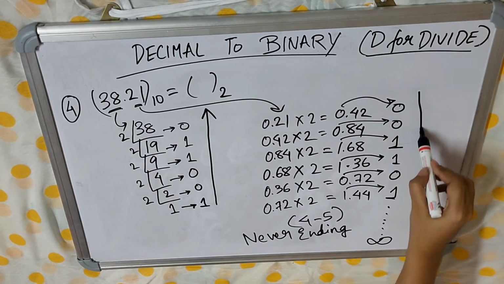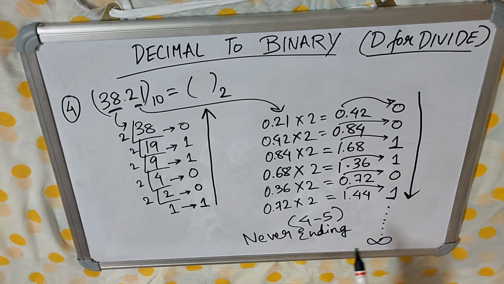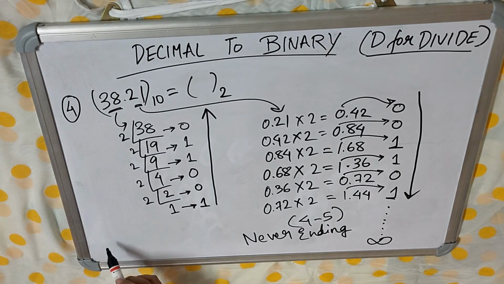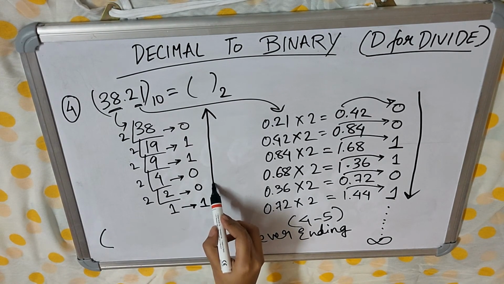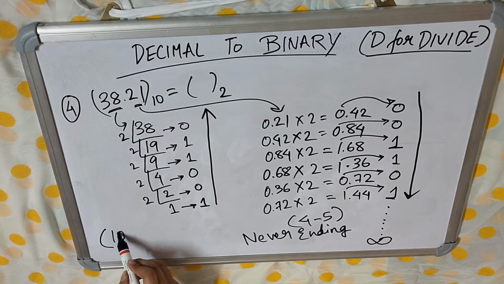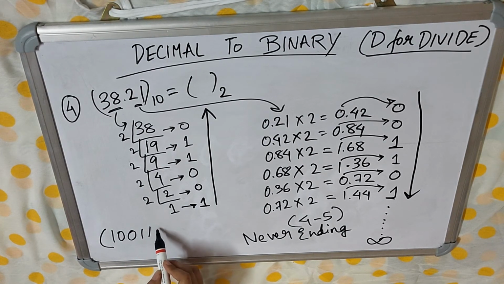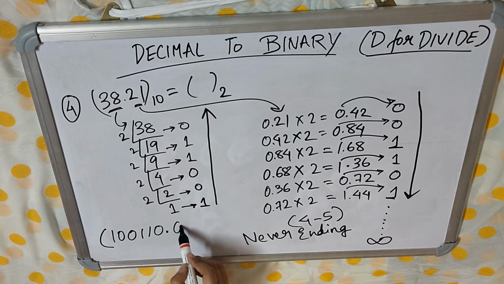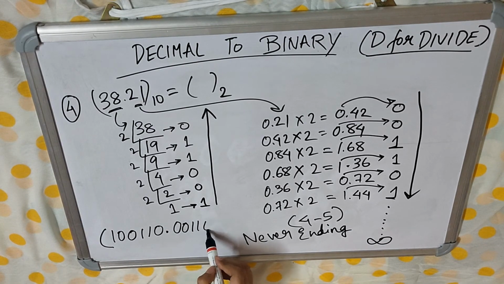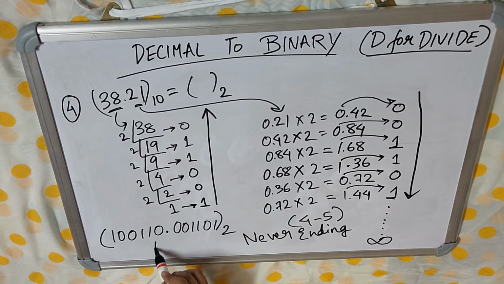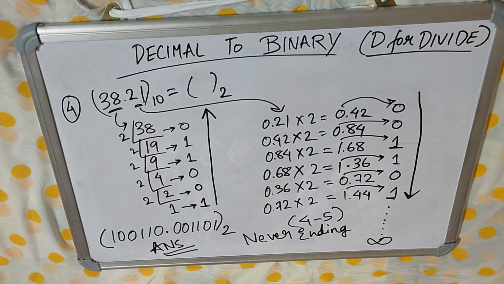And then we are doing the top to bottom approach for the decimal part of it, and now we just have to write the answer, that is 1001110 point, now top to bottom 001101 to the base 2, and that's your answer for the binary form.